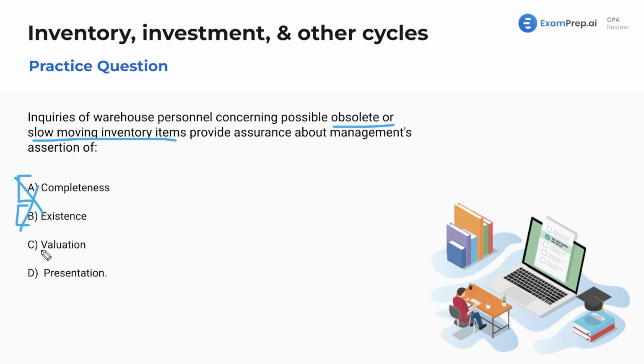Obsolete inventory is inventory that would be recorded at a certain amount, let's say $100 per unit. However, if it's obsolete, such as an old iPhone or an old TV that's not worth as much as the newest model, it is up to management to write that inventory down to a lower amount, at which case it would be at a lower value. So I'm going to say valuation looks like a good answer.